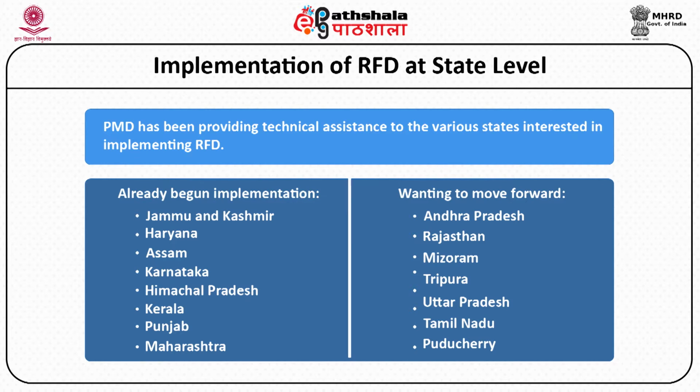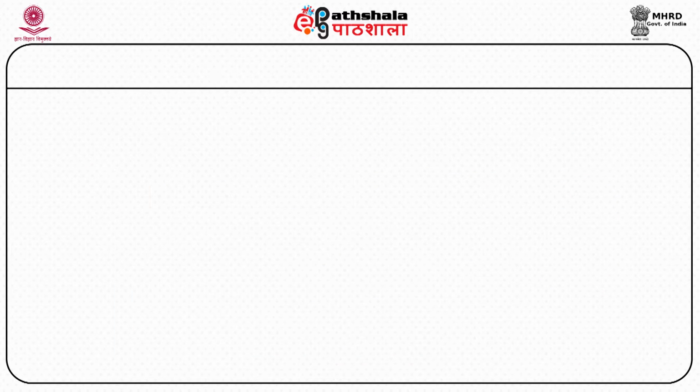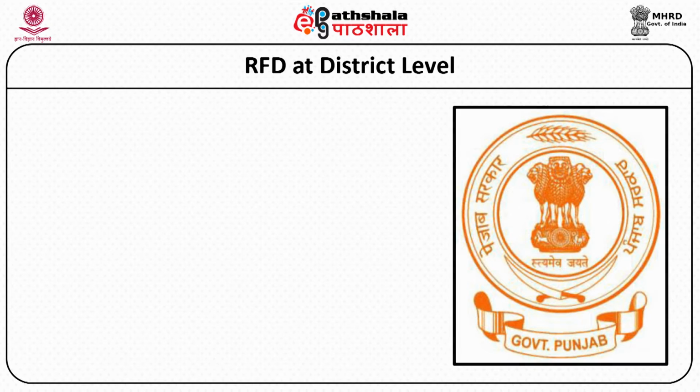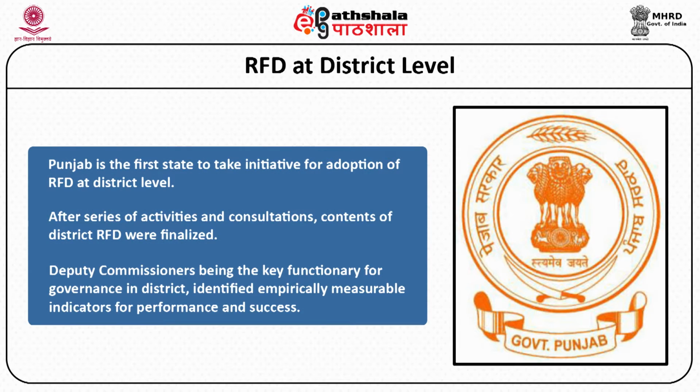RFD at district level. Yes, we have also started RFD at the district level, and the state of Punjab is the first state to implement RFD at the district level. At the district level, the deputy commissioners are the key functionaries who identify the measurable components. The next slide is regarding the format of district RFD.